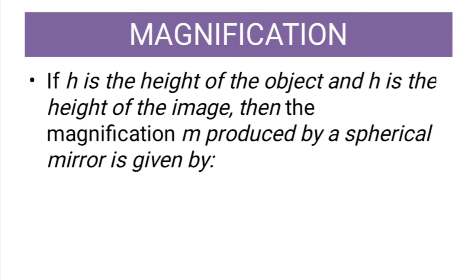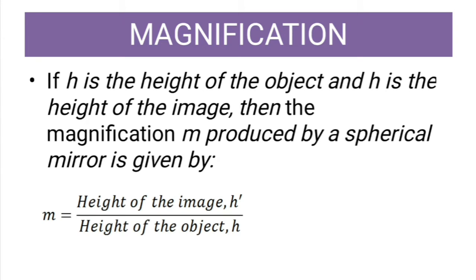Let us put it mathematically. m, that is magnification, is equal to the height of the image h dash upon the height of the object h. What is h dash? h dash is the height of the image. And what is h? h is the height of the object. So when you take the ratio of these two, h dash upon h, you will get m, that is magnification.